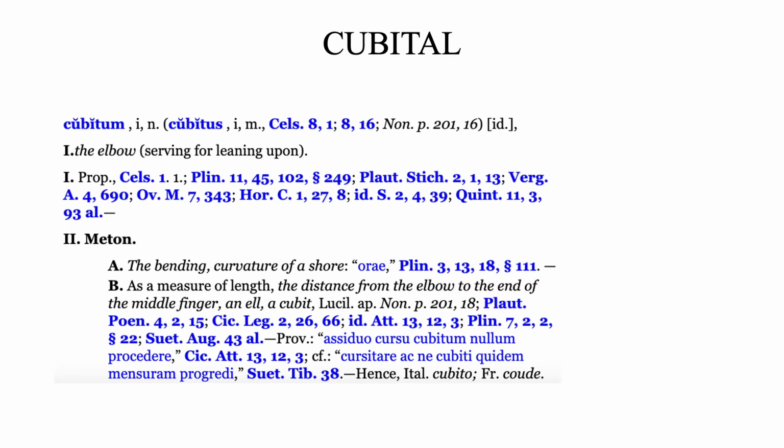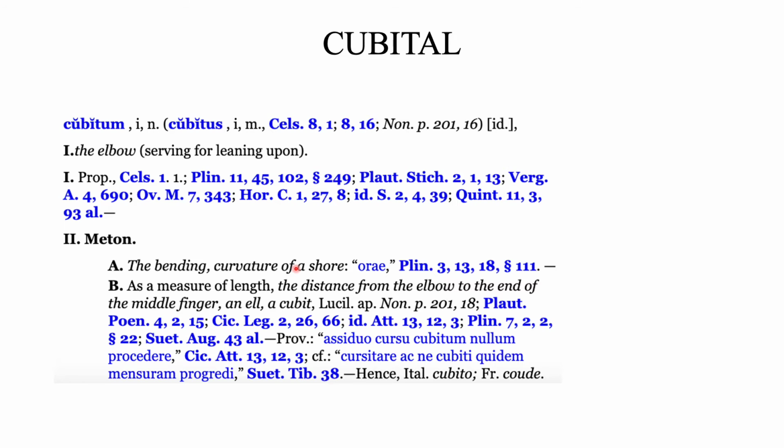Cubital in Latin comes from the word cubo, to recline, and it came to mean that because this neuter noun represents that which you lean upon when you are recumbent, lying down, or the elbow. But it also comes to mean the bending or curvature of anything, for example, a shore, and you can see how it came to mean the elbow, which is the curved part of the arm.